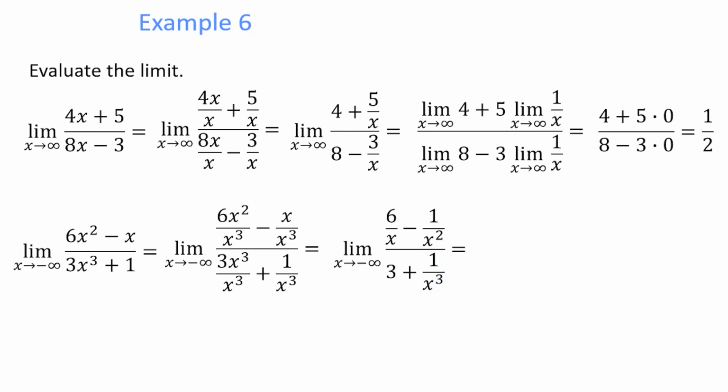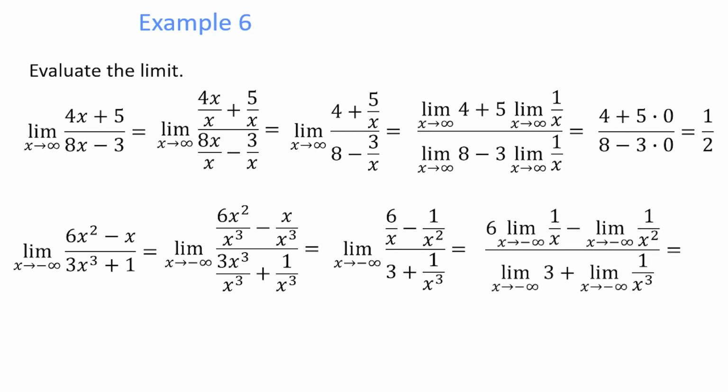Now again, we will use the properties of the limits. Here we go, the scalar multiple property, and then the sum and difference properties. Now we can evaluate each of the separate limits. Here, this will be 0, this will also be 0, this will be 3, and this will be 0. So therefore, it will be 0 over 3, which is 0.